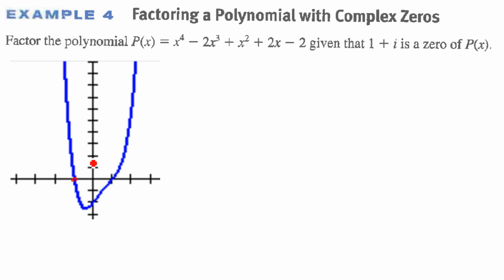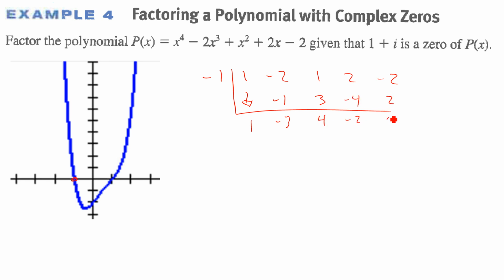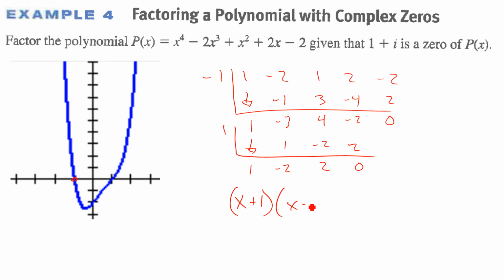So on this graph, here we go at -1. Synthetically, 1, -2, 1, 2, and -2. 1, -1, -3, +3, 4, -4, -2, and 2. Keep going with 1, 1 and 1 and -2, -2 and 2, and 2 and 0. And so there we go. We are left with x plus 1, x minus 1, x squared minus 2x plus 2, which does not factor. We are done.